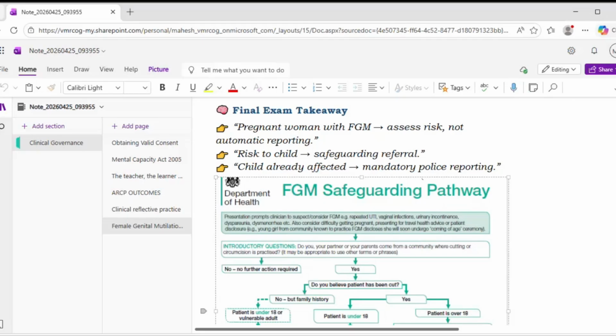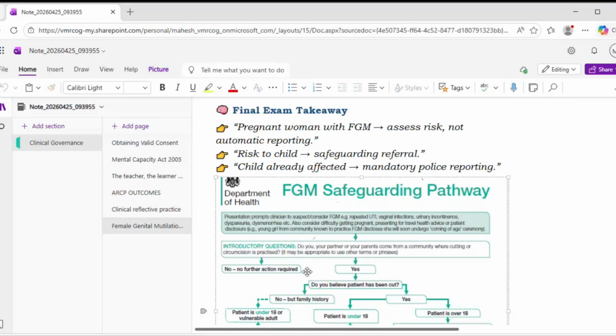Sometimes the patient may have infertility, difficulty getting pregnant, or present for travel health advice. Or the patient herself can disclose, especially a young girl from a community known to practice FGM, that she will soon undergo a coming of age ceremony. These are the things where we should suspect that there is FGM or that she is likely to have FGM.